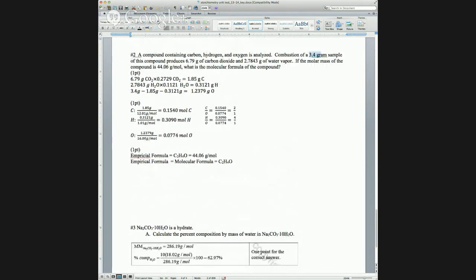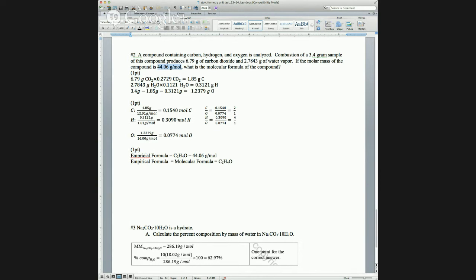C2H4O. Then the next part of the problem is saying that the molar mass of the compound is 44.06 grams per mole. What is the molecular formula? The last point is earned by taking that empirical formula and figuring out what the molecular formula would be. Well, as it turns out, the empirical formula's mass is 44.06. So it's the same as the molar mass of the molecular formula, so the empirical formula is the molecular formula. Does not happen very often that way. It does happen here. Will not be the case on the test.